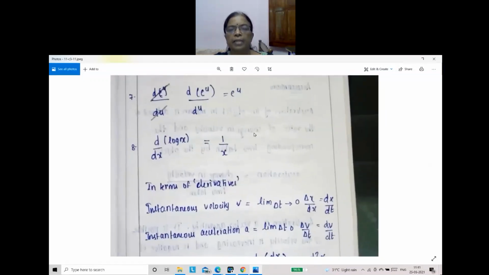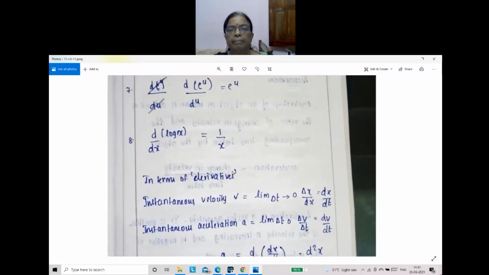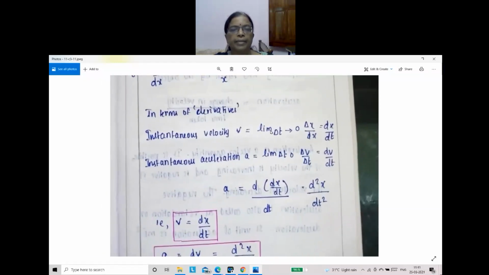Instantaneous velocity. In terms of derivative, instantaneous velocity, as delta t tends to 0, delta x by delta t, is dx by dt.